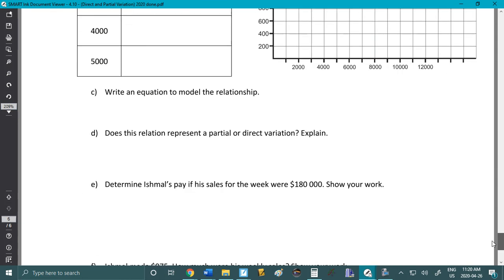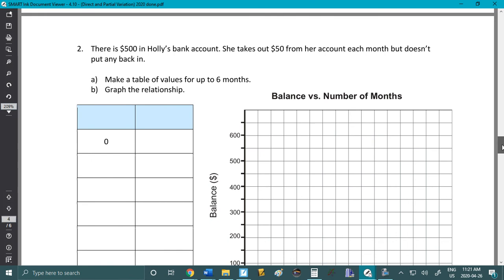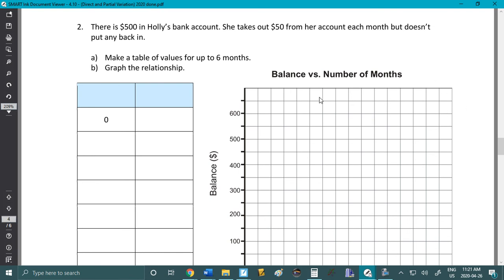So what are there? 4. So I'm going to do this one, and then I'm going to leave the other 2, and that'll be your homework. So not a lot of homework this day, obviously. All right, so there's $500 in Holly's bank account. She takes out $50 from her account each month, but doesn't put any back in. Make a table for up to 6 months. So that means this is going to be 1, 2, 3, 4, 5, 6.